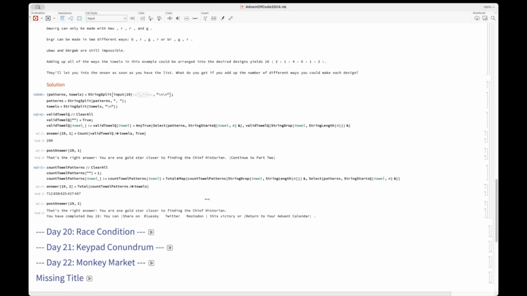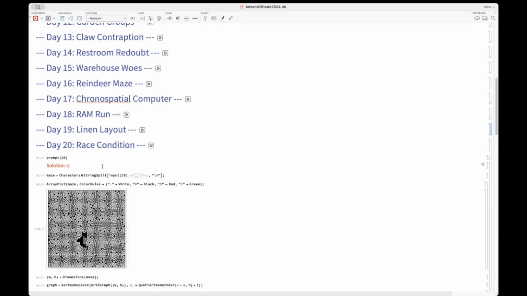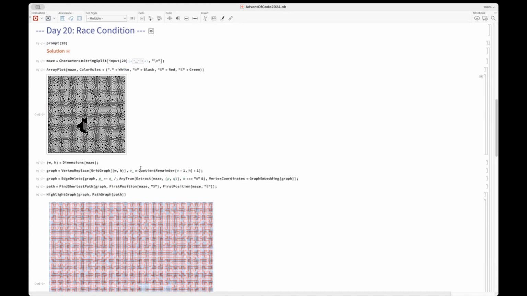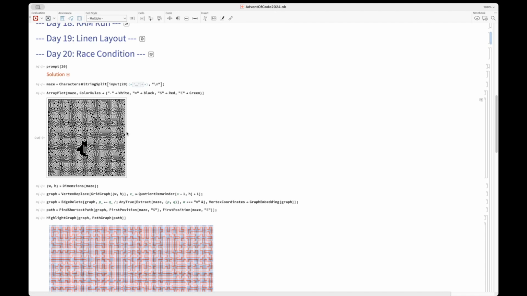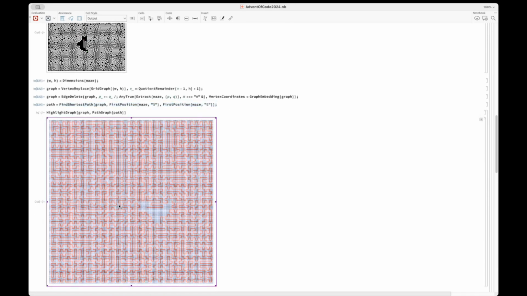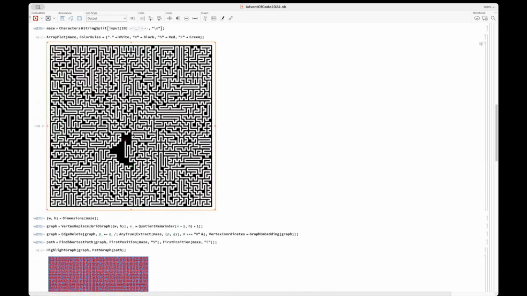Up next, Race Condition. So again, a maze. We already have to be used to mazes at this point, right? As usual, the basic strategy: take the maze, turn it into a graph, and find the path. Right, that's the path. I think you're starting from this point and ending up in there.